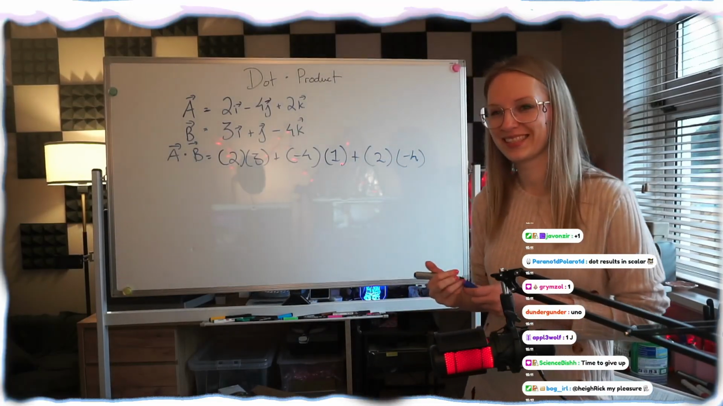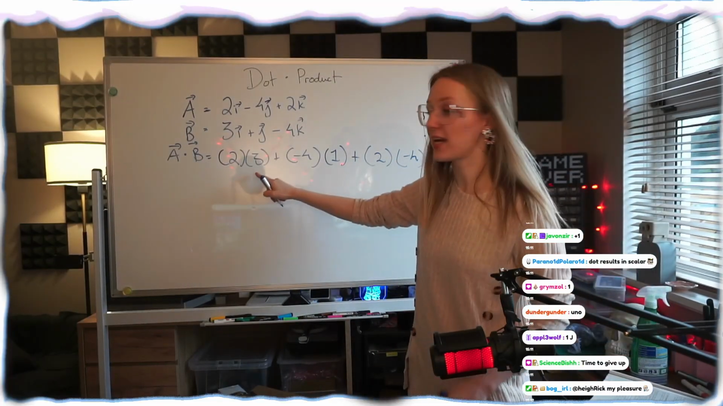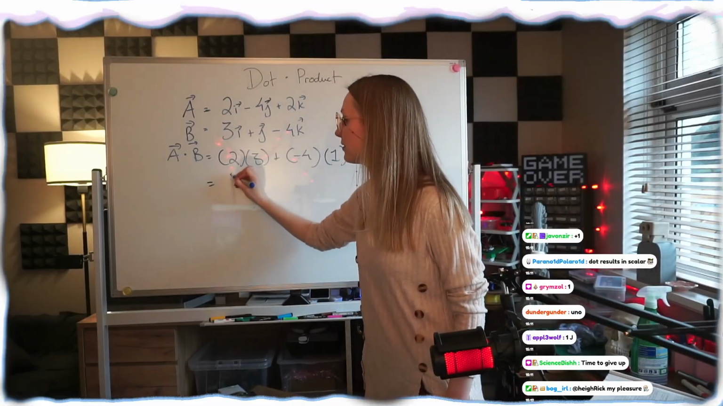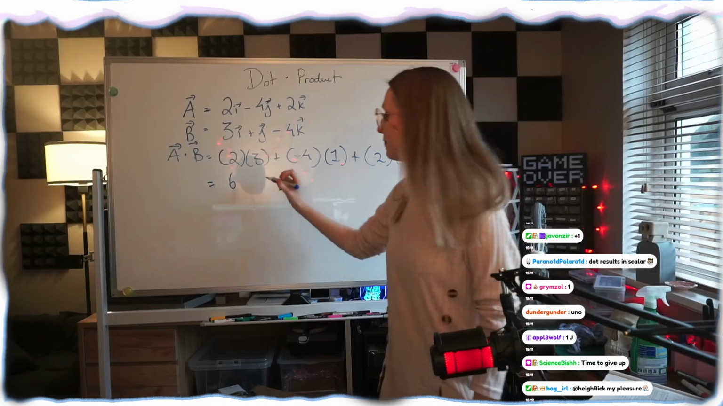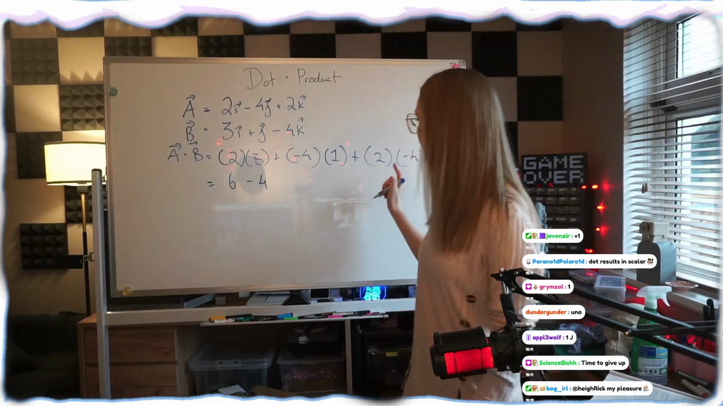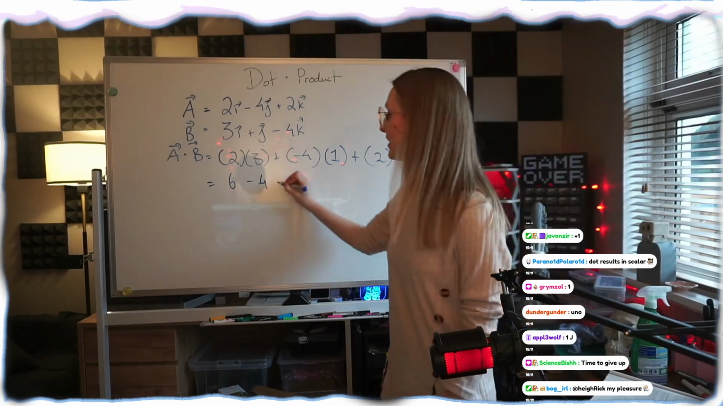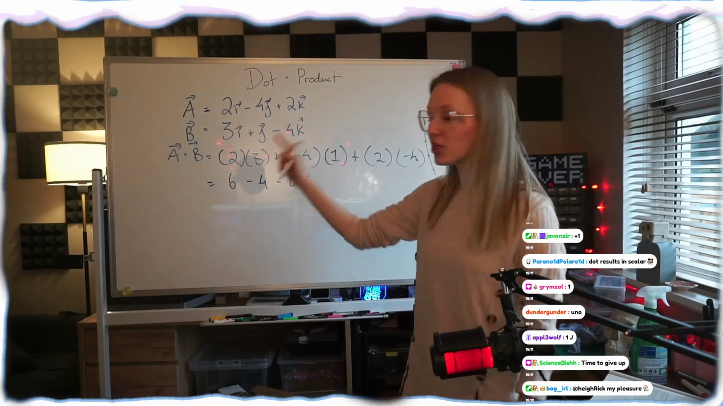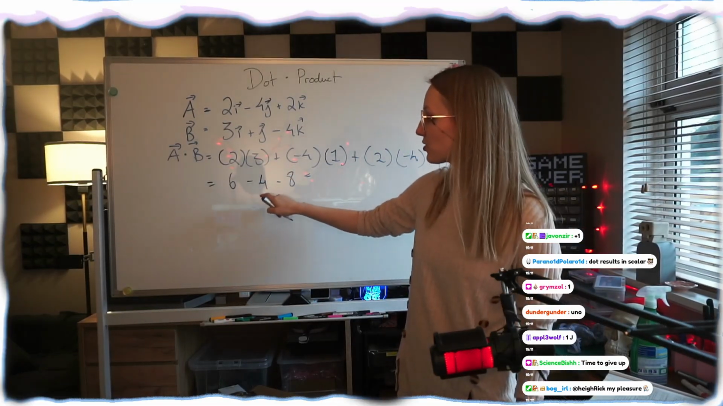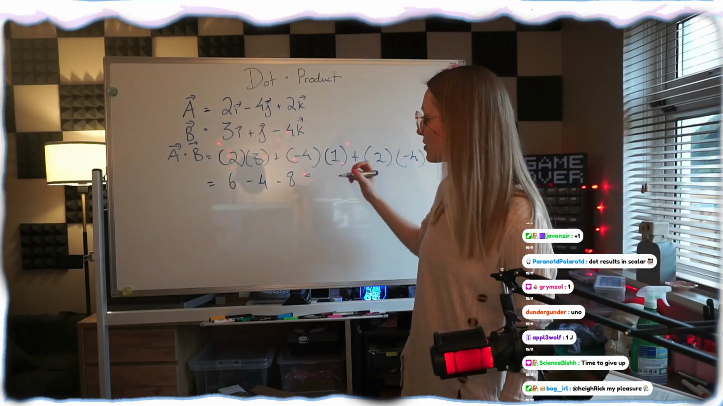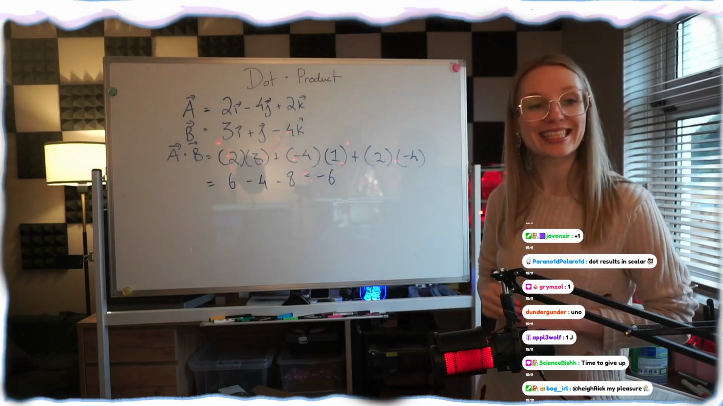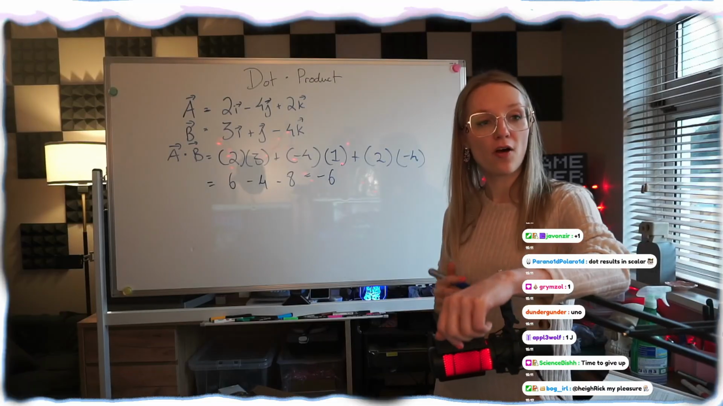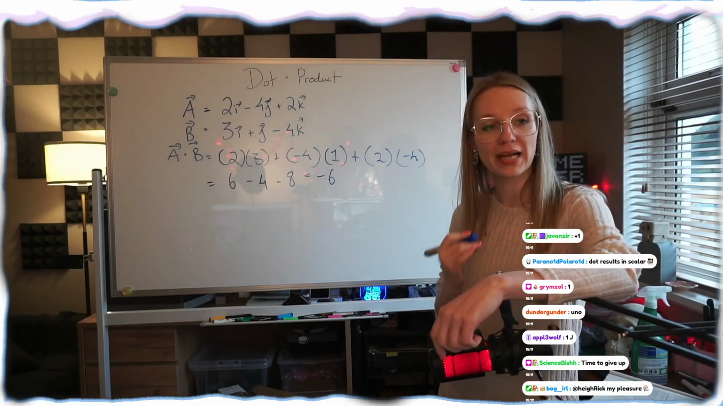So let's multiply these out. 2 by 3 is 6. Minus 4 times 1 is minus 4. 2 times minus 4 is minus 8. In your heads or in your calculators, 6 minus 4 minus 8 is minus 6. And here we go, we get the scalar answer with a magnitude value of minus 6.